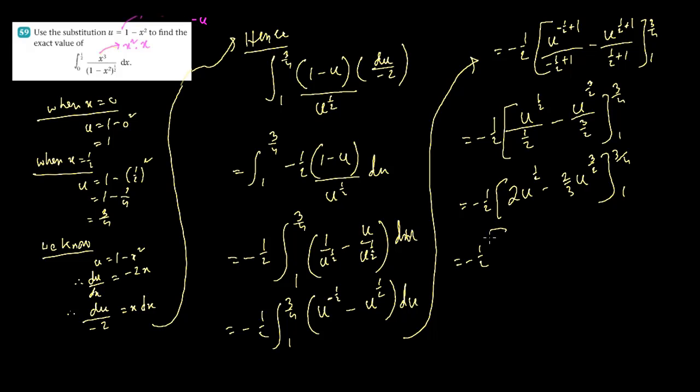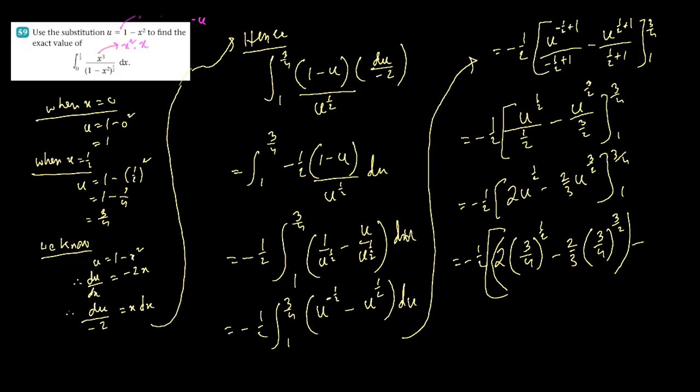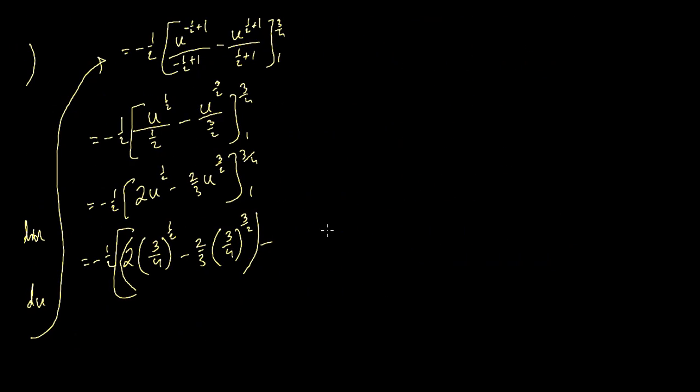So now this would be minus half. Now we have to plug in the limit. So if you plug in the limit 3 by 4 into this, this would be 2 into 3 by 4 to the power half minus 2 by 3, 3 by 4 to the power 3 by 2. Then we have minus, let's put a bracket here because the minus half is outside this whole bracket. So this would be 2 into 1 to the power half, 1 to the power half is 1, minus 2 by 3, 1 to the power 3 by 2. So this would be minus half.